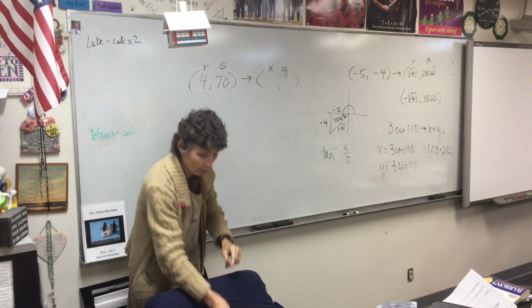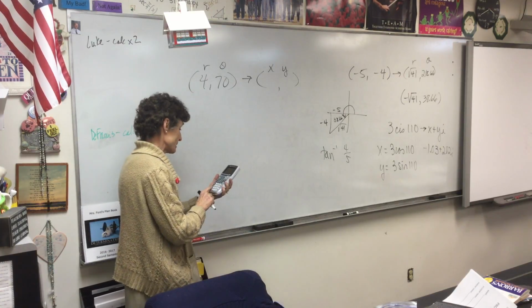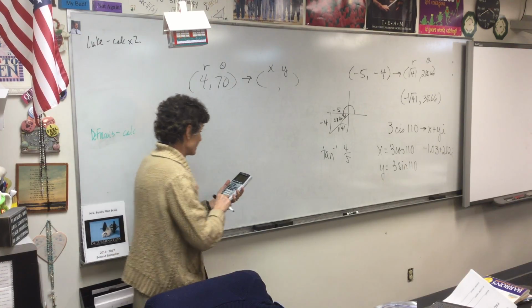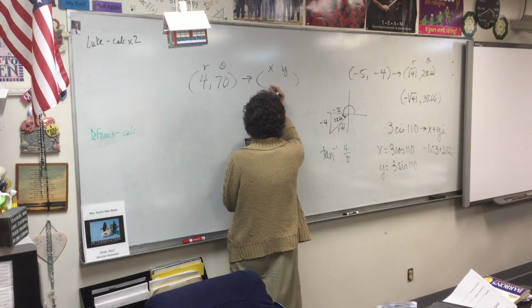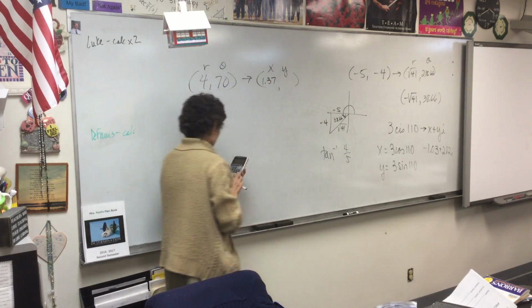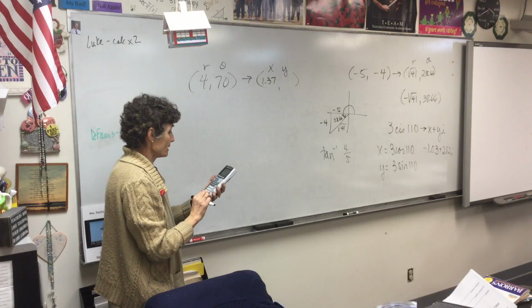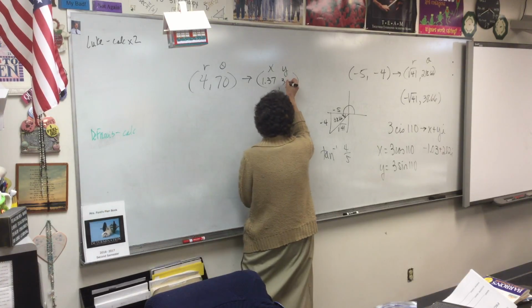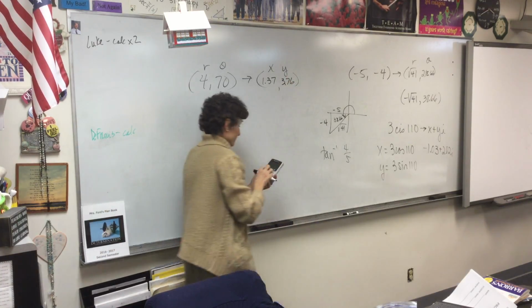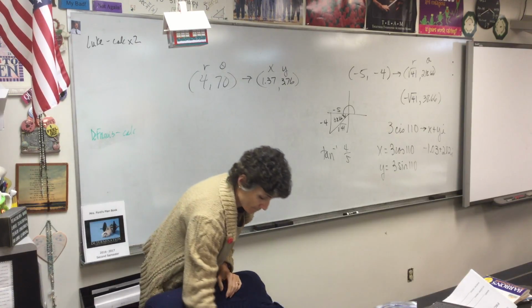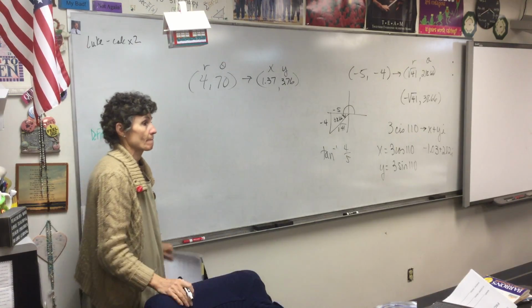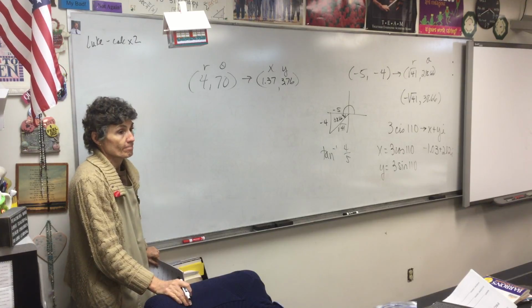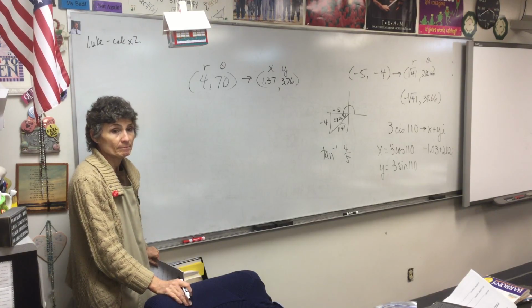So what's x equal? 4 cosine 70. So x is 1.37. 4 sine 70, 3.76. You gotta admit that's easy, right? Yeah.